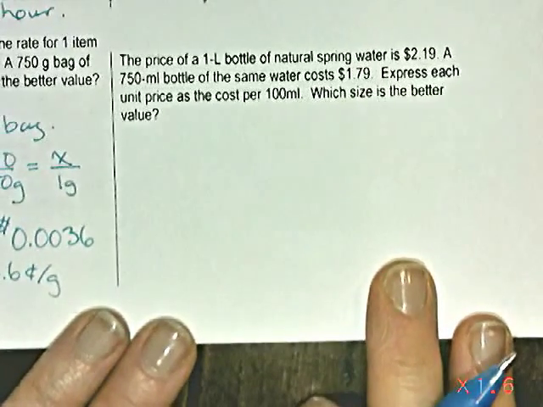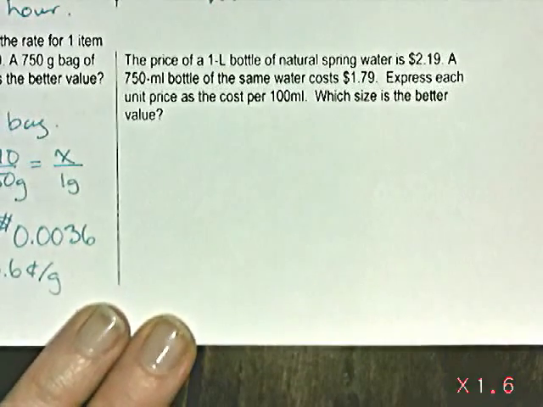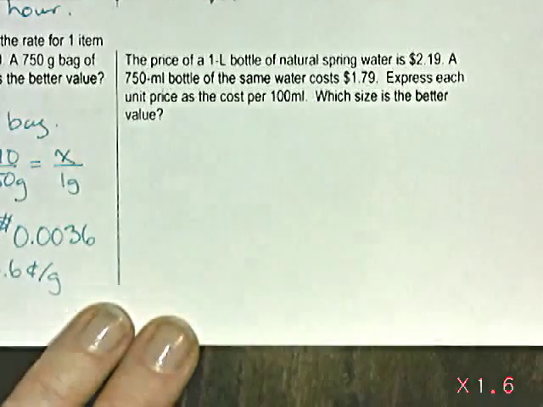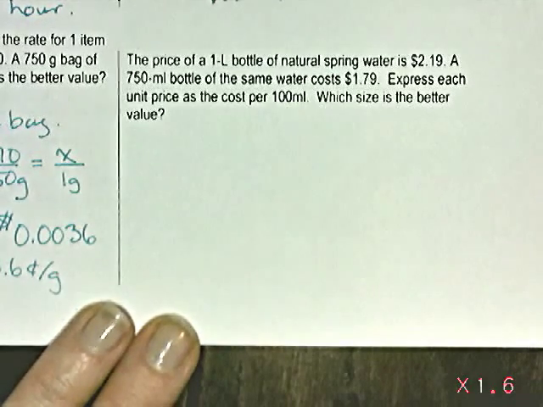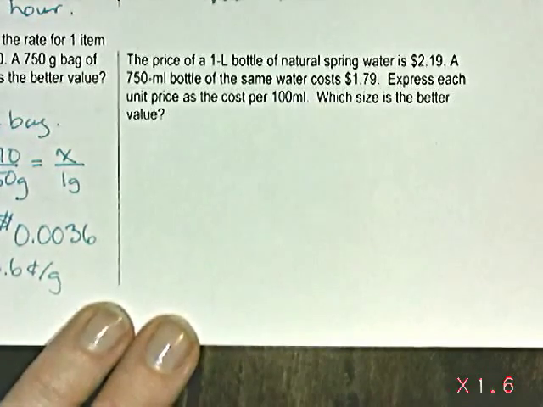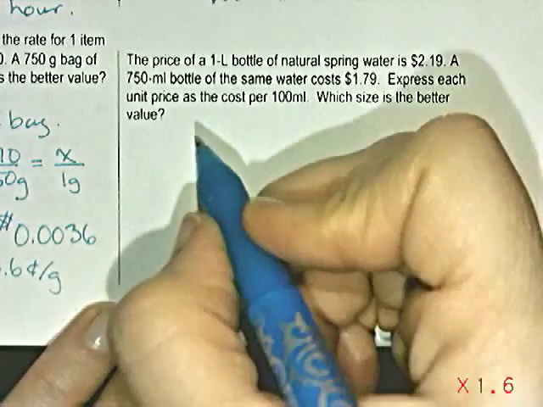Finally, our last question. The price of a 1-liter bottle of natural spring water is $2.19. A 750 milliliter bottle of the same water is $1.79. Express each unit price as the cost per 100 milliliters. In this one, we're not interested in the cost per 1 milliliter. We want to know the cost per 100 milliliters, and that's what you'll often see in the comparison sticker in the grocery store.